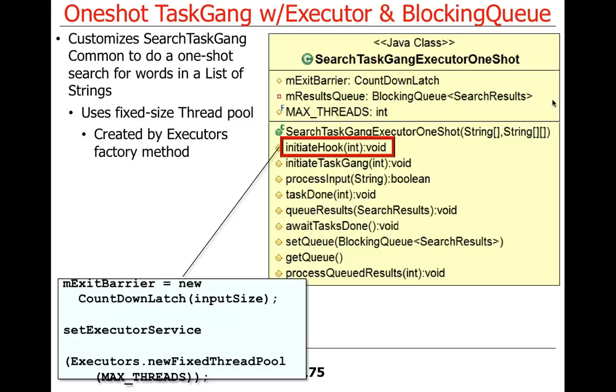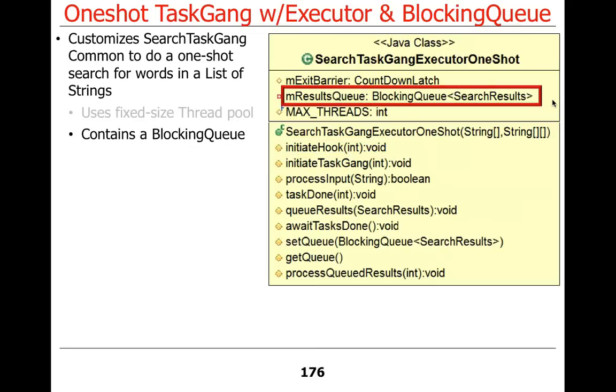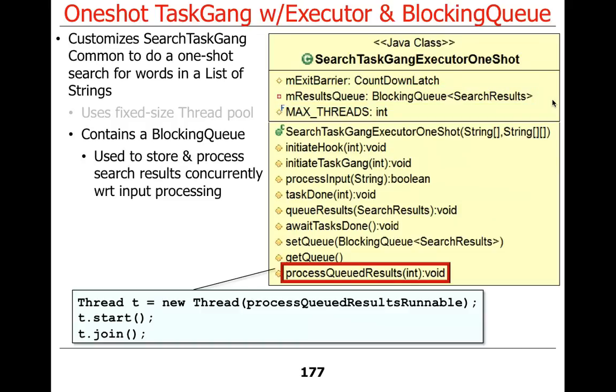It uses a fixed-size thread pool. Here's an example of how this thing is made. We first create a countdown latch with the number of input elements, and that's going to be used to control when we're done. Then we make a new fixed thread pool with max threads, where max threads is set equal to 4, let's say. It also contains a blocking queue. This blocking queue under the hood is implemented using a linked list. It could use an array list as well, but we use a linked list for the LinkedBlockingQueue.